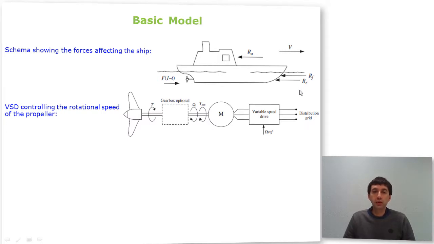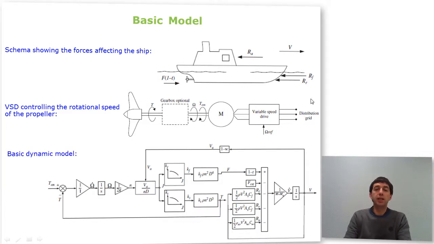In order to do that, we use the variable speed drive that controls the rotational speed of the propeller. This is the propeller. We normally have a gearbox. So the propeller, due to these opposing forces, will see rotationally an opposite torque. Therefore, by means of the variable speed drive, we will need to create a torque in the opposite direction to the torque produced by these forces. And it will rotate at a given constant rotational speed that produces this linear movement of the ship.